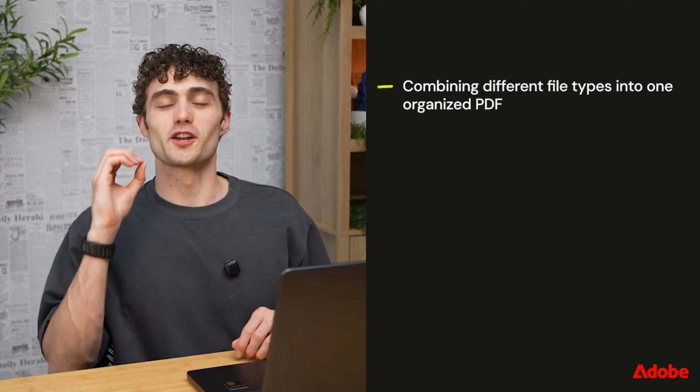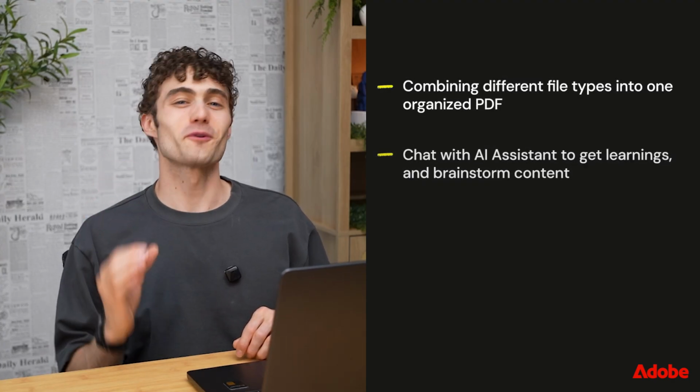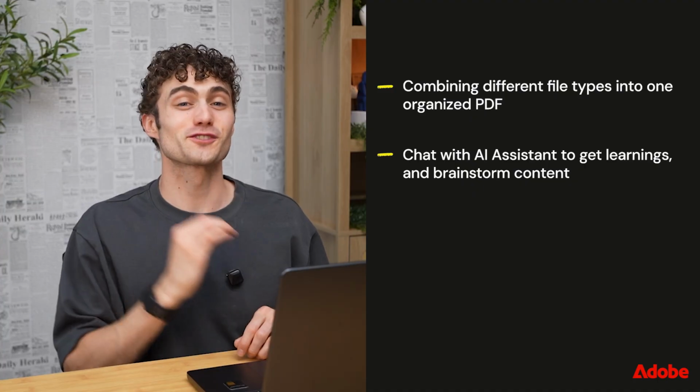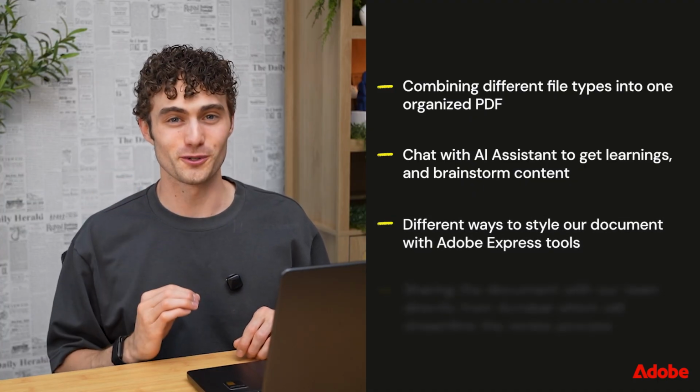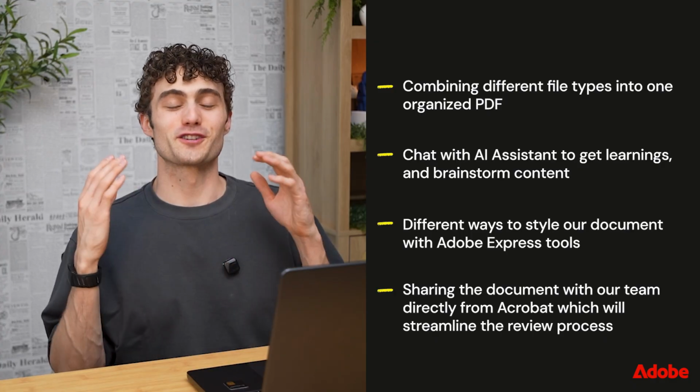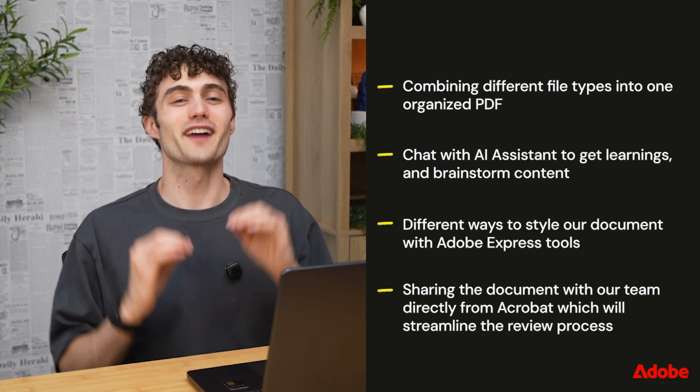To do this, here's what we'll cover. We'll start with combining different file types into one organized PDF. Then we'll chat with AI Assistant to get learnings and brainstorm content. Then we'll explore different ways to style our document with Adobe Express tools. And we'll finish by sharing the document with our team directly from Acrobat, which will streamline the review process.